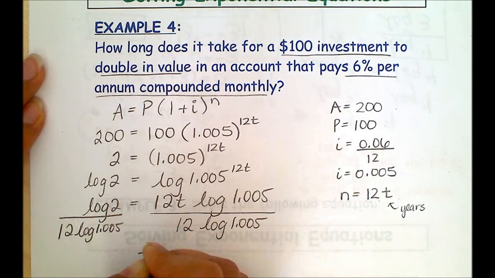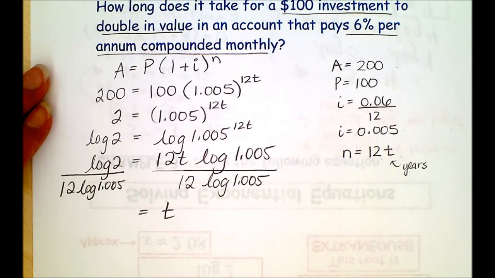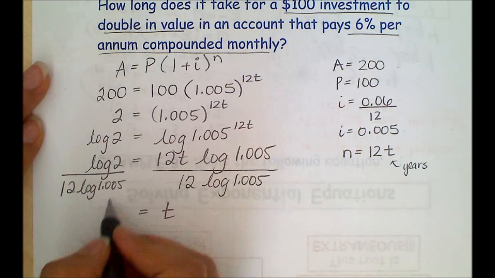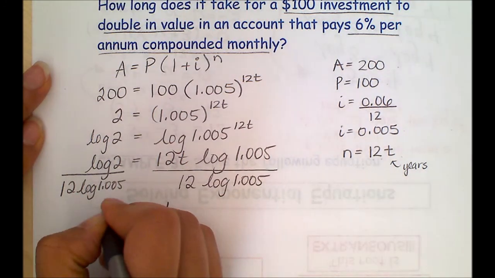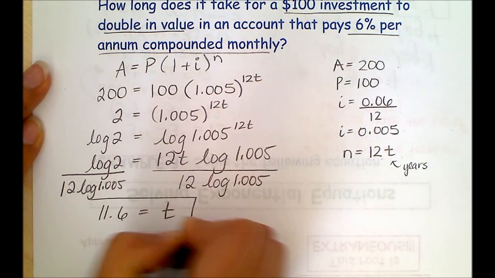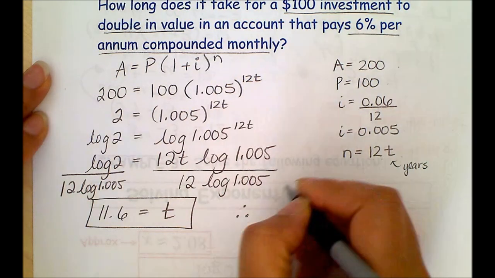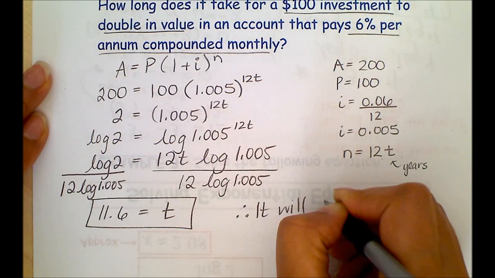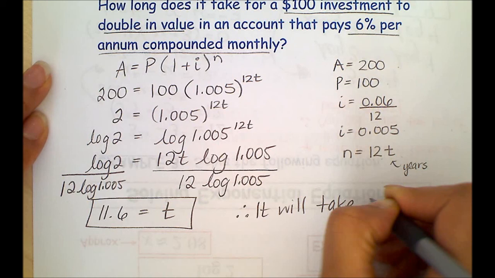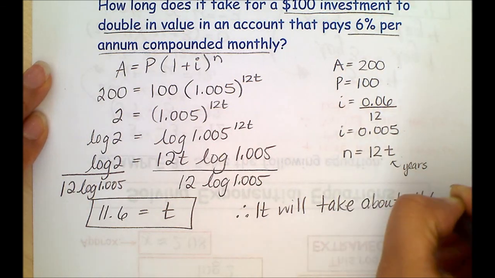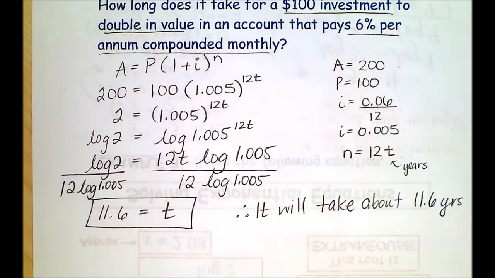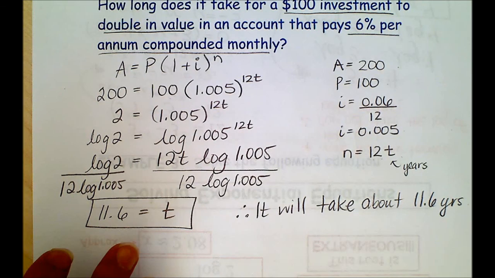And so on the right-hand side, I get t by itself. And on the left-hand side, this expression here is equal to about 11.6. Okay? So therefore, it will take about 11.6 years for the investment to double. Okay? That's it.